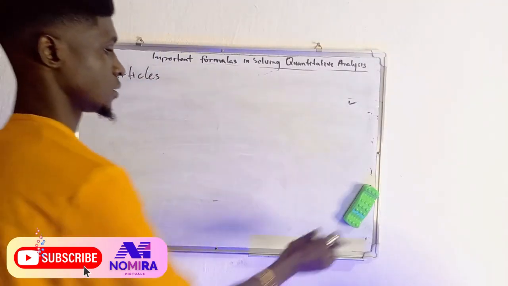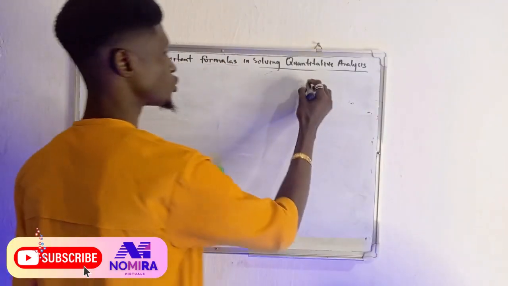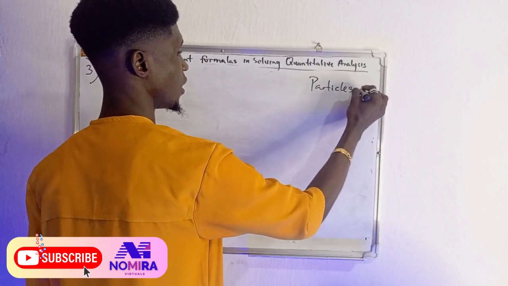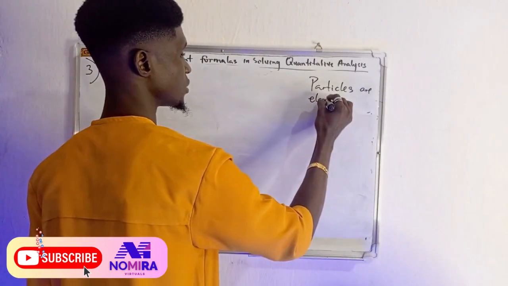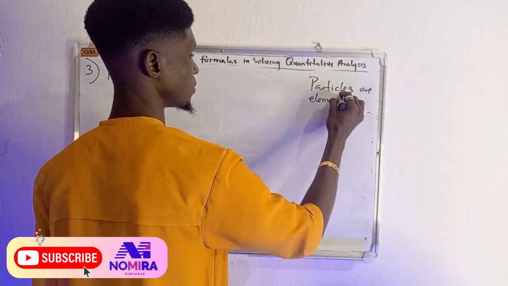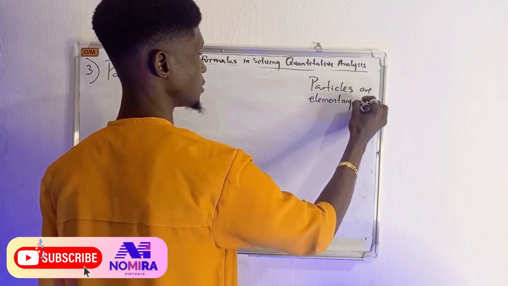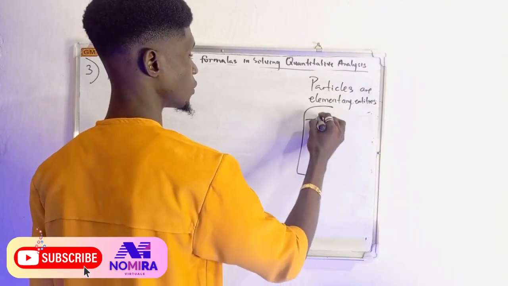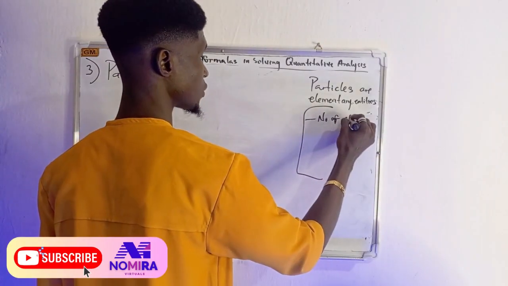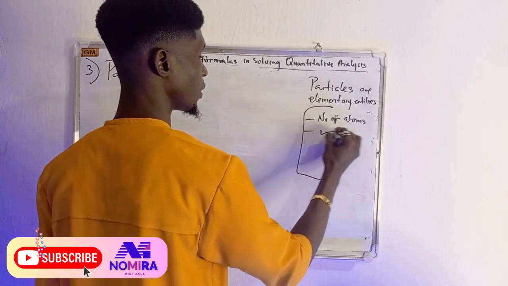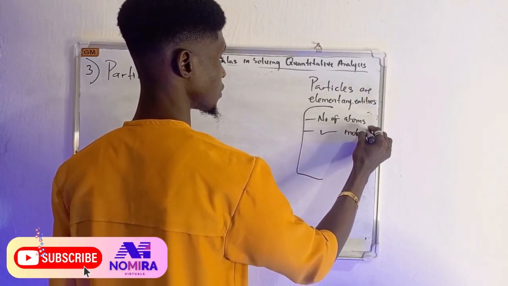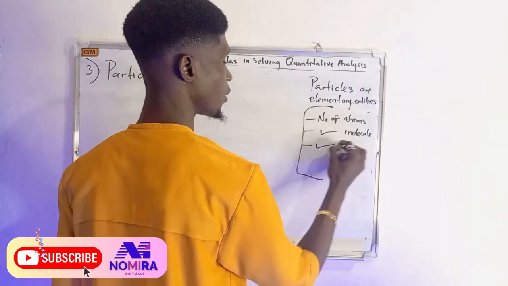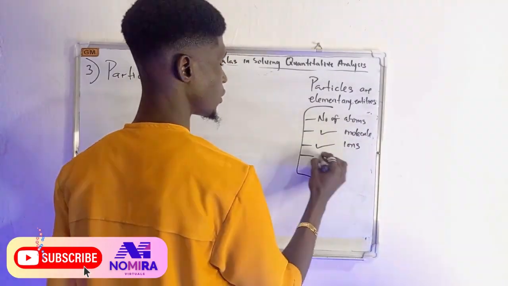Particles. Particles are elementary entities. Are what? Elementary entities. So they could be number of atoms, could be number of molecules, not number of mole. Mole is different from molecules. It could be number of ions, it could be number of electrons.